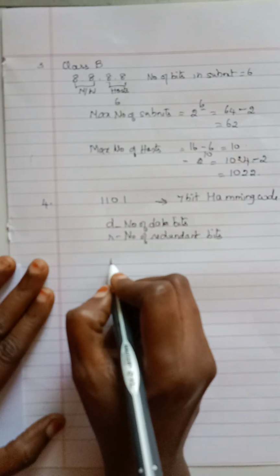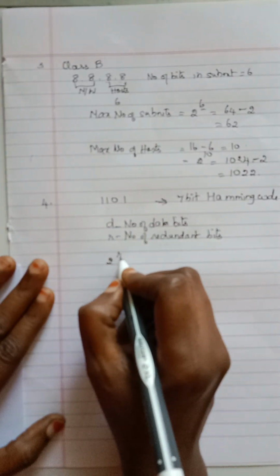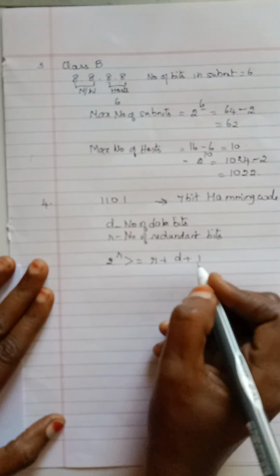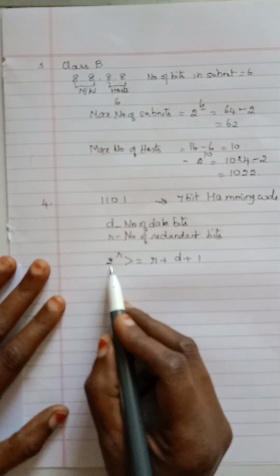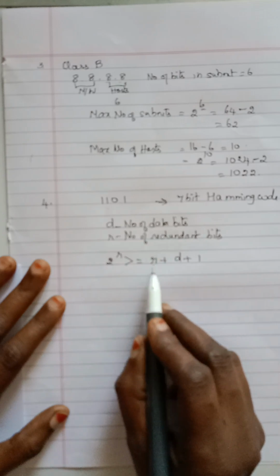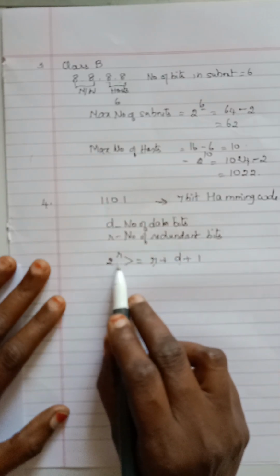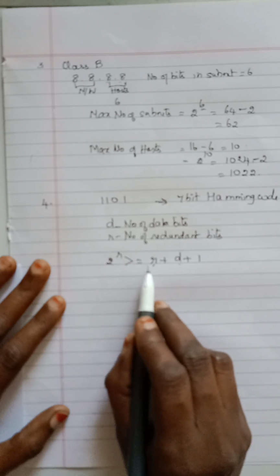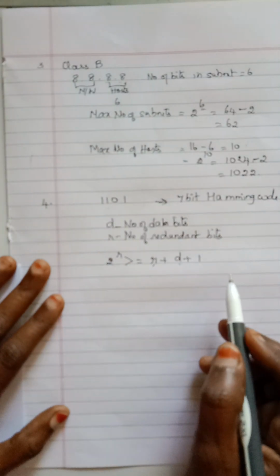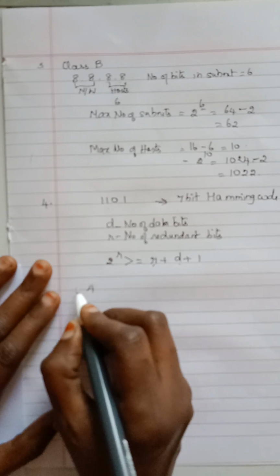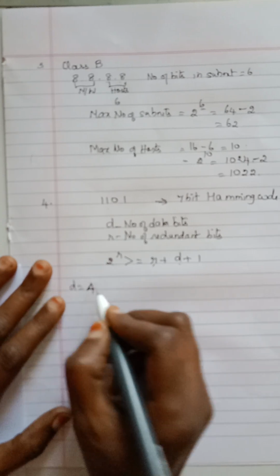The formula is 2^r should be greater than or equal to r + d + 1. This is the formula, where r is the number of redundant bits and d is the number of data bits, plus 1. Here they have already given 4 bits, so d is 4. The data bits are 4.